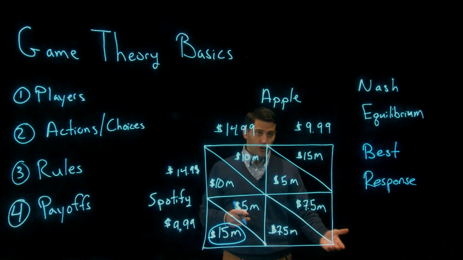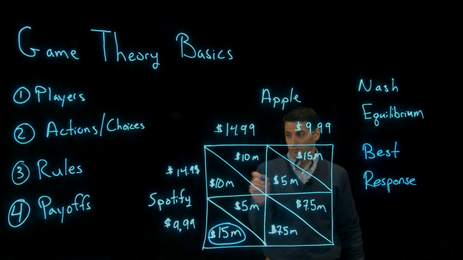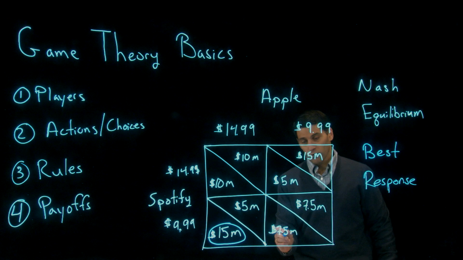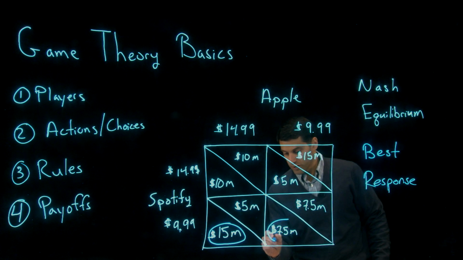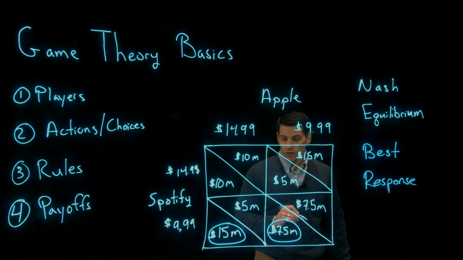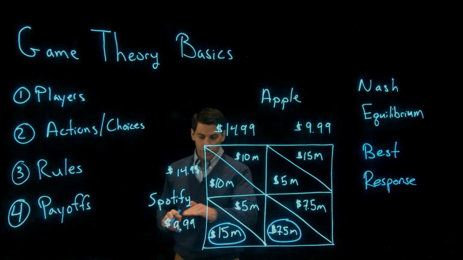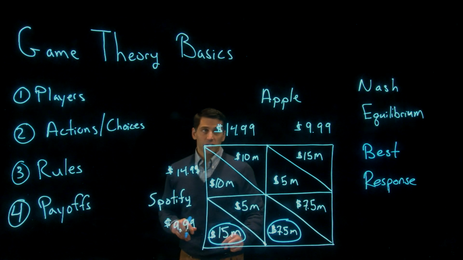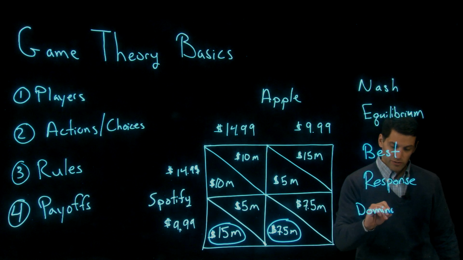Now, if Apple were to charge $9.99, what should Spotify do? Well, if they charge the higher price of $14.99, their profits would only be $5 million, whereas if they also charge the lower price of $9.99, their profits would be $7.5 million. So again, Spotify would be better off charging the lower price. So what have we found here? We found that no matter what Apple does, Spotify always wants to charge $9.99. So in this case, we say that Spotify has a dominant strategy.